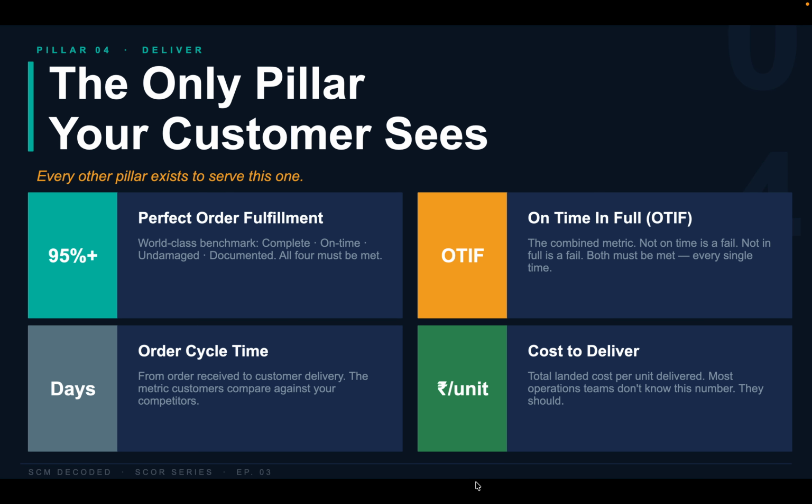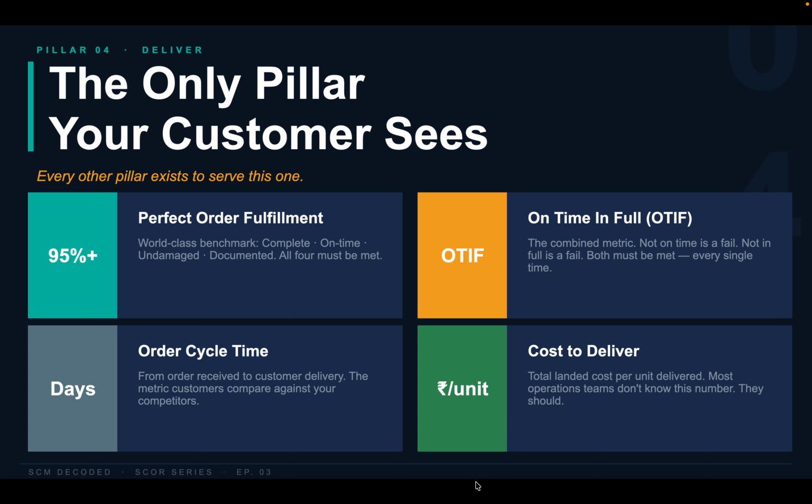Now, the deliver pillar. This is the only pillar your customer experiences and sees. Let us talk about perfect order fulfillment. There is a world-class benchmark for this, which is covering 4 conditions and going 95% and above.